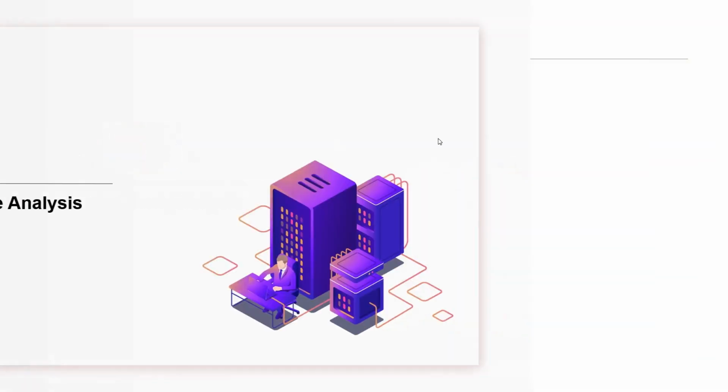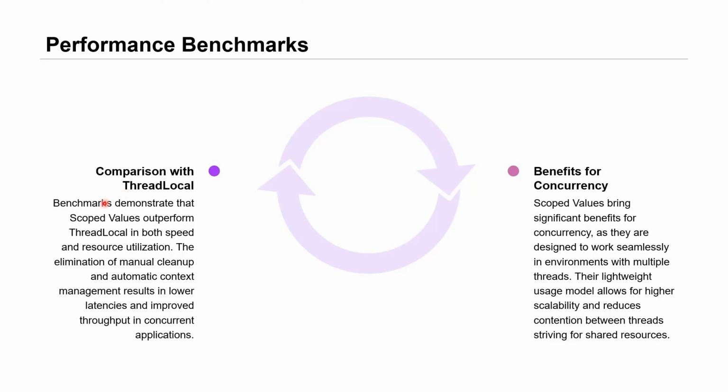Now we'll talk about performance, and differentiate how it is better than ThreadLocal. Comparison with ThreadLocal benchmarks demonstrates that scope values outperform ThreadLocal in both speed and resource utilization. The elimination of manual cleanup and automatic context management result in lower latencies and improved throughput in concurrent applications. Benefits for concurrency.